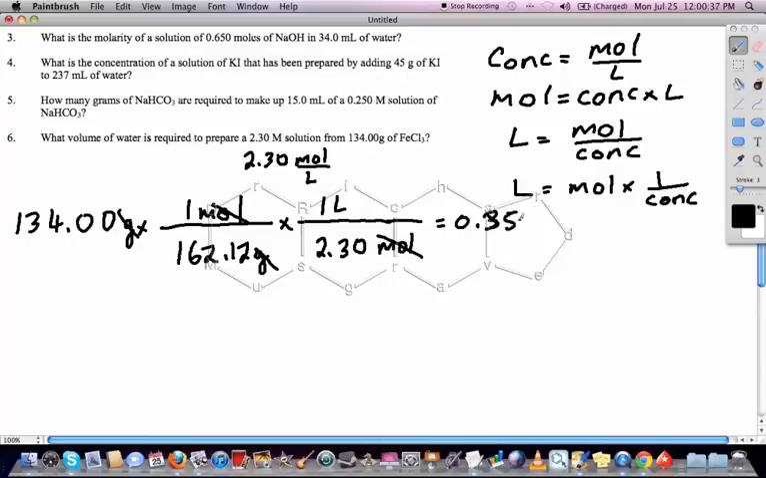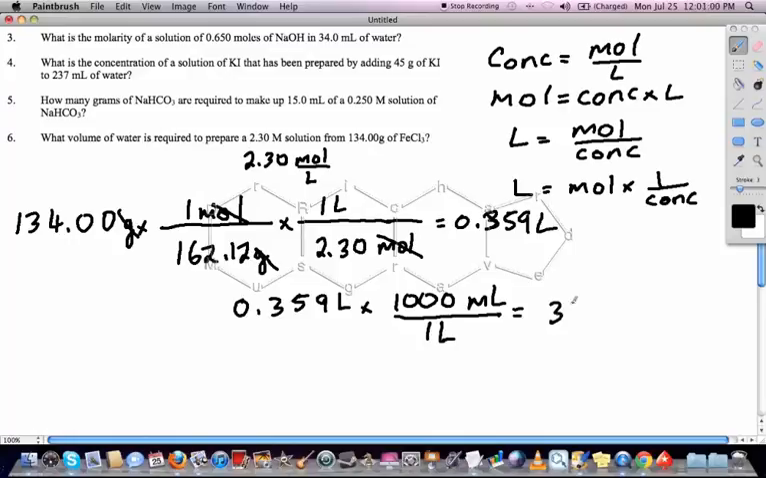Now you'll note that in the problem I was not told what unit to go to, so litres would be fine for that. If I did want to take it one step further, I could convert those litres to millilitres, by multiplying by 1000 mils per litre, which comes out to be 359 millilitres. Alright, so that's how those problems are handled.